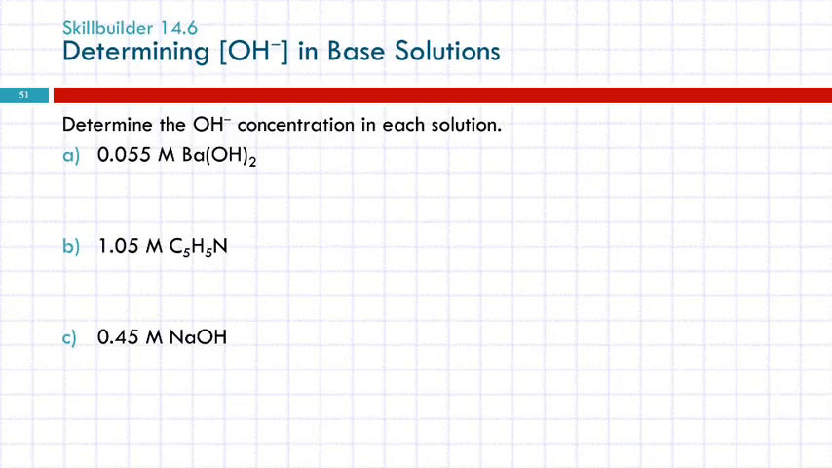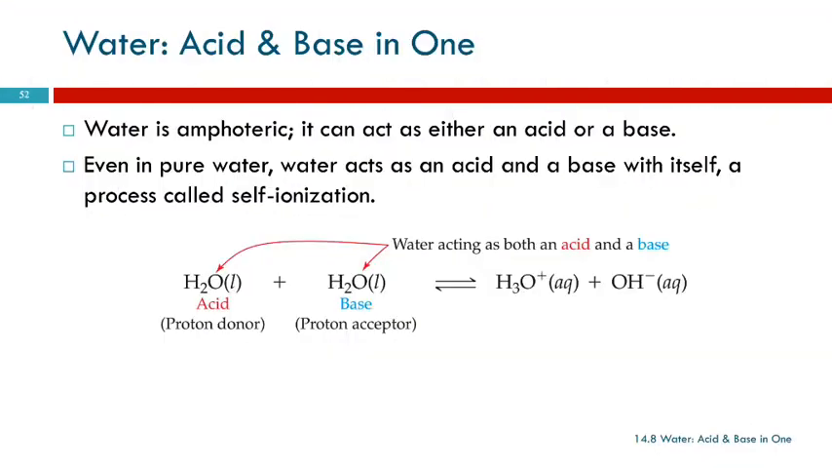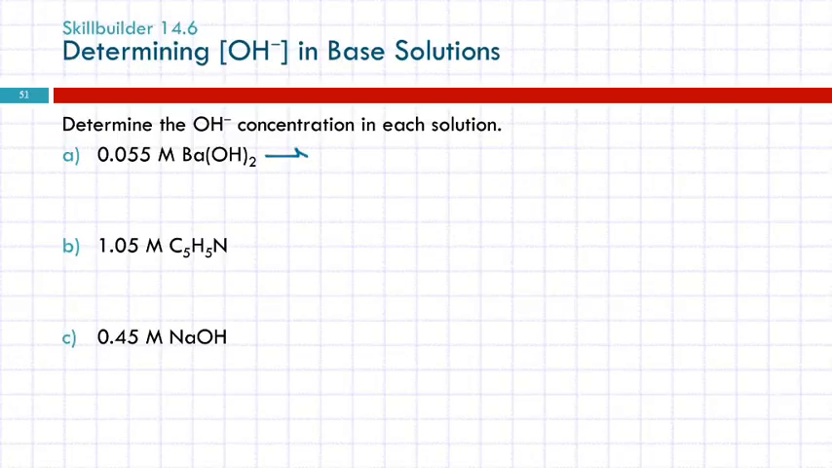Okay, determine the hydroxide ion concentration in each solution. So, barium hydroxide, is that a strong base or a weak base? All metal hydroxides are strong. So that's a strong base. When you put that in water, you're going to get barium ions and 2 hydroxide ions. And it's going to go completely. It's a strong base. It goes completely to the products.